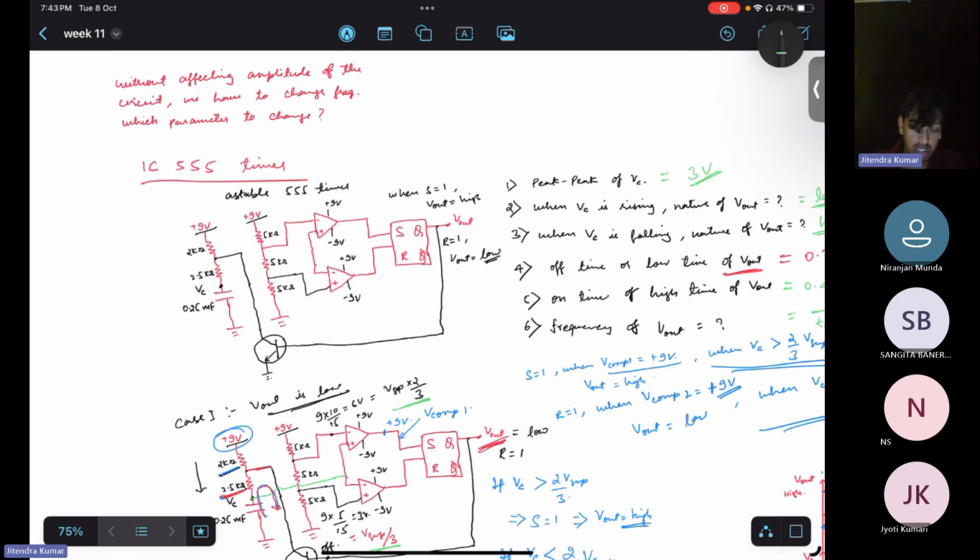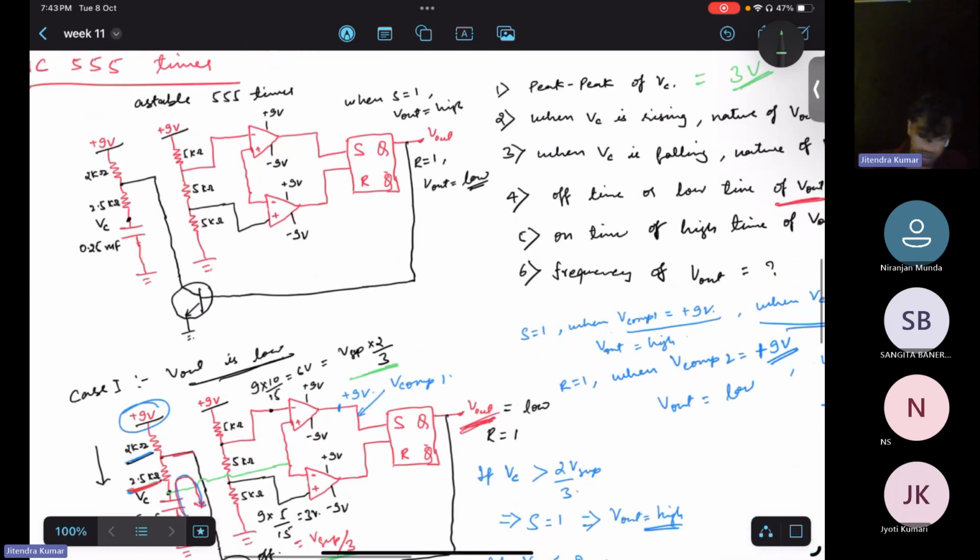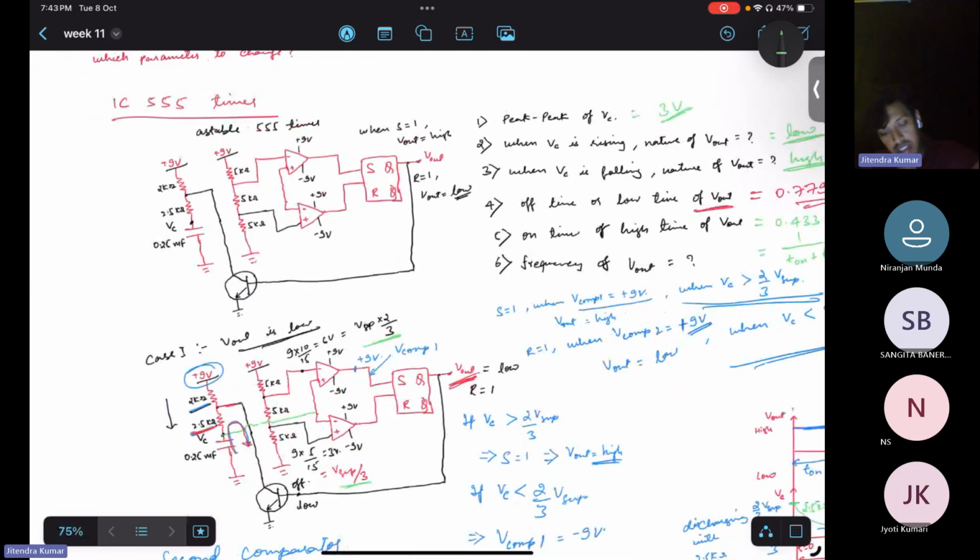Any final doubt regarding this concept? Any silly, any trivial thing? We can clear it out right now.